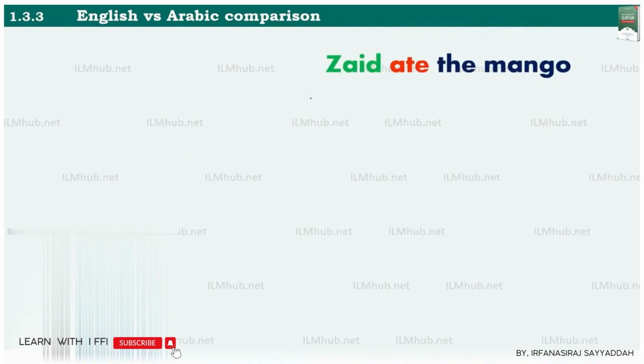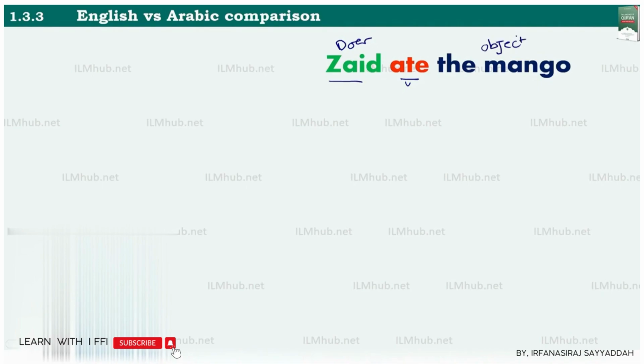Here we have Zaid ate the mango. There is no ambiguity here. Who's done the act of eating? Of course, it's in the past tense. This is our verb. And this is our doer of the verb because it's coming first. And this is our object. I hope, inshallah, these things are easy for you to realize. So we have the doer, the verb, and the object.